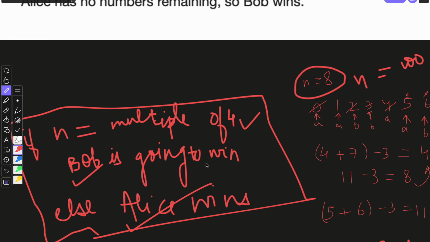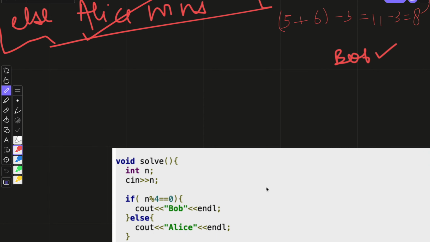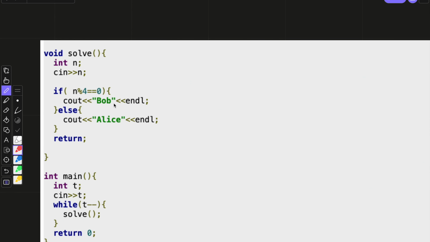Right, so let's see the code for this question. So we have here the function solve, and we enter N, and if N modulus 4 is equal to 0, then Bob is going to win, else Alice is going to win.